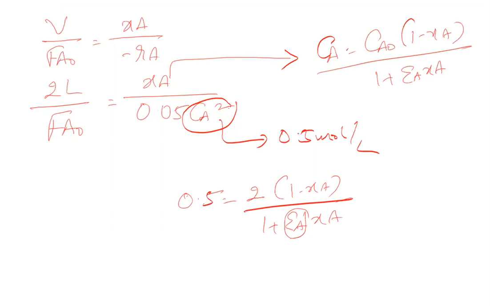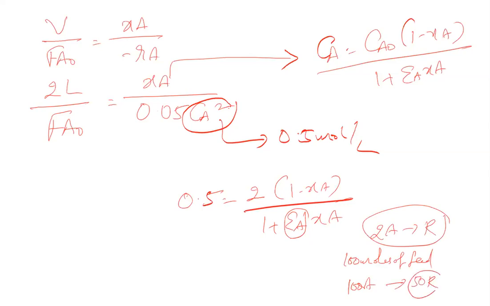So what is the reaction? 2A gives R. Do you have any inerts in the feed? No. Let's take 100 moles of feed. That means 100 A gives how many R? 50 R only, no? Because it is 2A gives R. Then what is epsilon A? Moles at 100 percent, 50 minus 100, divided by 100 initial moles. Then what is the answer? Minus 0.5. So this is epsilon A.